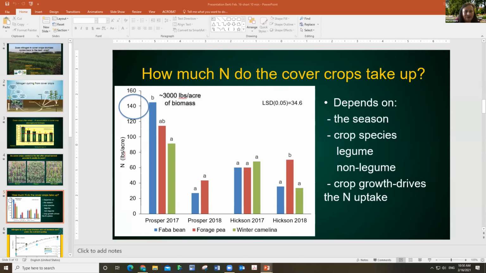If we have rain or not, you can see there's huge variability: location, season, crop species, whether it's a legume or a non-legume. So the nitrogen that's going to be in these cover crops is highly variable depending on the season. Some years we get a lot of nitrogen uptake, others we don't get much. Here camelina is not even shown because it was so small we couldn't even analyze it. So crop growth is what drives the nitrogen uptake, and the nitrate uptake. We're interested in that because we want to protect the nitrate from being leached.